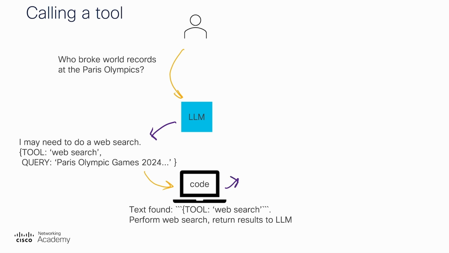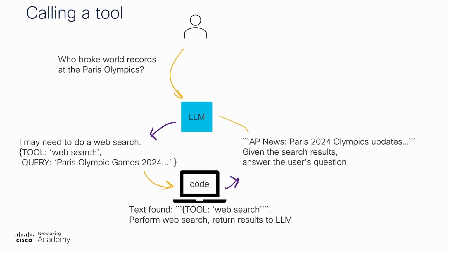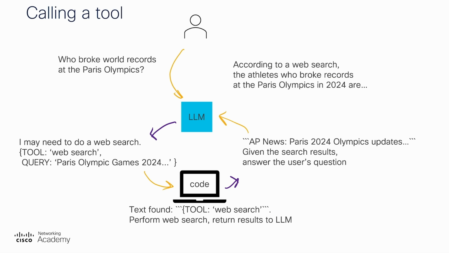Then the search results, as well as the request to answer the user's original question, get sent as a prompt to the model. The model can now answer the question with the additional information, and that answer is sent back to the user.